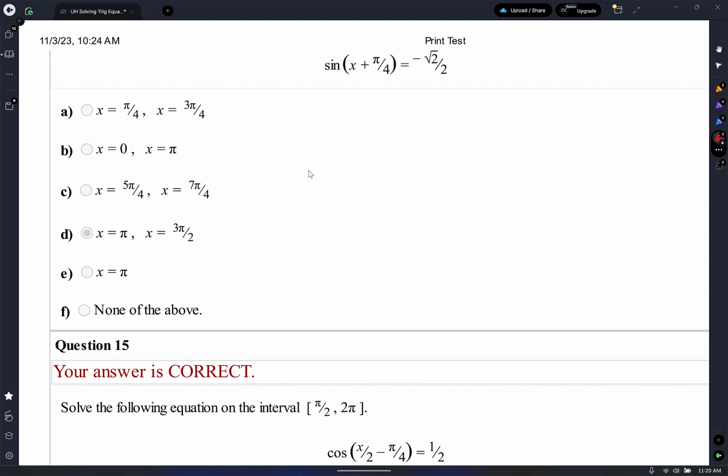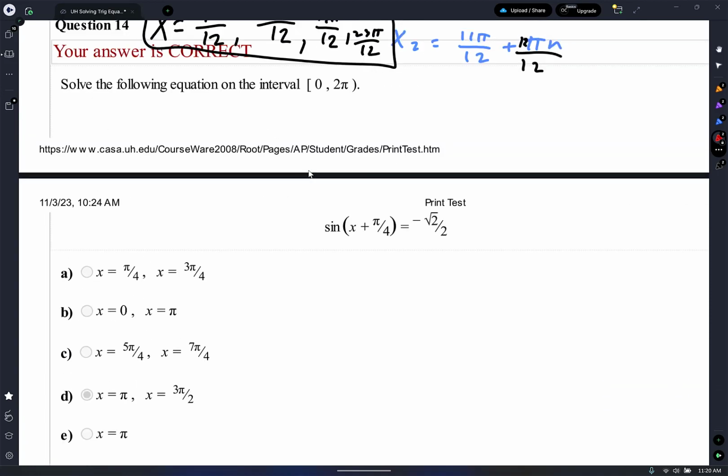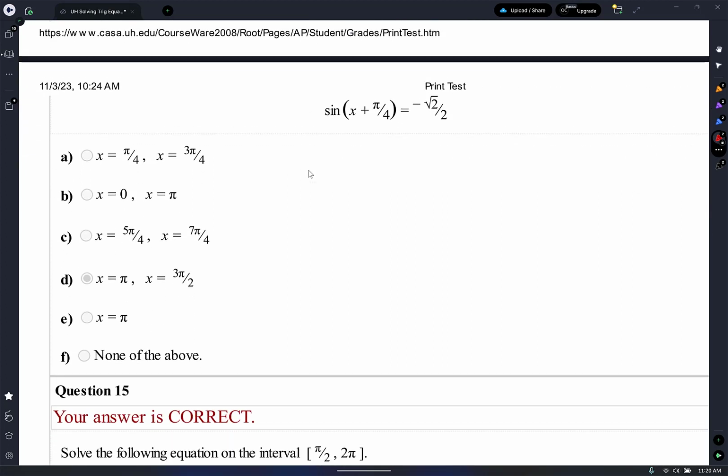All right. Question. I think we're getting pretty good at solving equations. Do you guys want me to do question 14? Okay. Arc sine both of them. So x plus pi over 4 equals arc sine of negative square root of 2 over 2 plus 2 pi n. It's a little different because I have a plus in there. So I'm going to do this first.